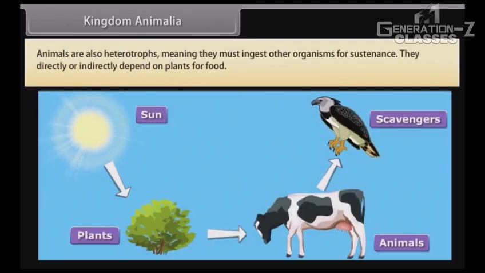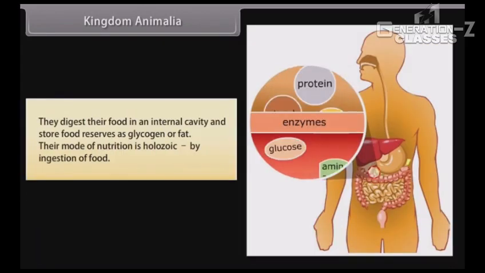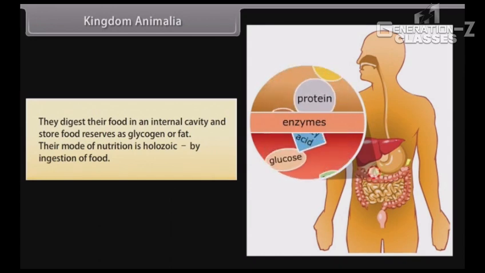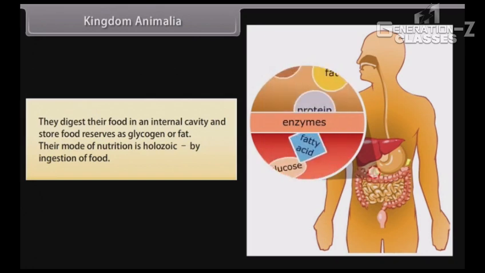Animals are also heterotrophs, meaning they must ingest other organisms for sustenance. They directly or indirectly depend on plants for food. They digest their food in an internal cavity and store food reserves as glycogen or fat. Their mode of nutrition is holozoic, by ingestion of food.